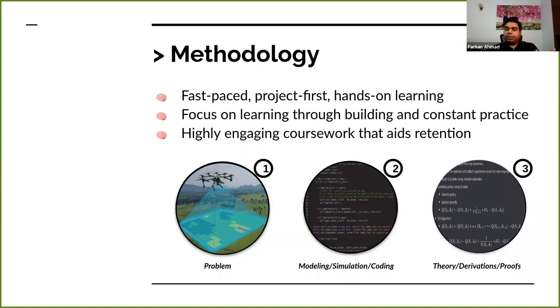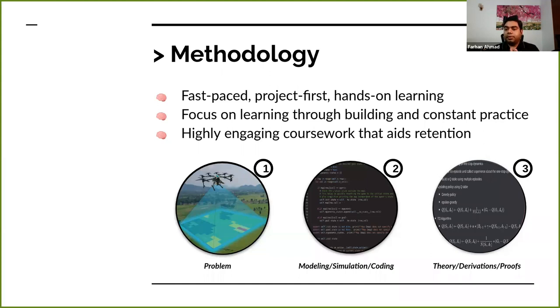So how we do that is through a project first approach. What I mean by that is that we start with a problem, which could be a toy problem in the beginning, and a more complex problem as we progress. We start with a problem, then we see how it can be solved using a reinforcement learning approach, and we try to code up things. That is not what you normally do in courses online or in college.